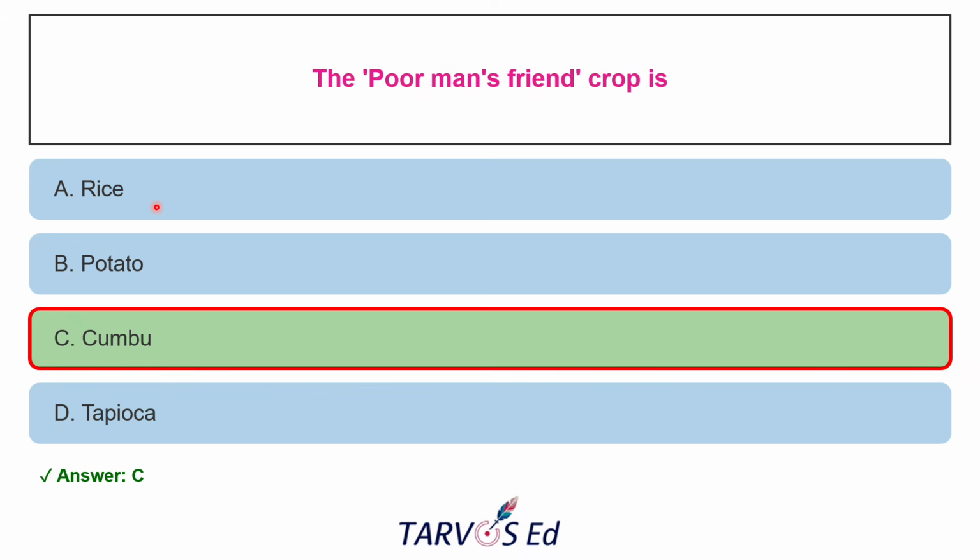And rice will need a lot of water and good soil and high input. This is very expensive to grow. So this is called a staple crop, but not a poor man's friend. Okay, so this is not a correct answer.